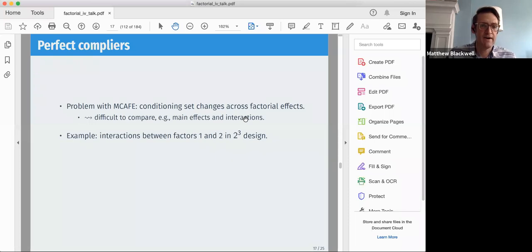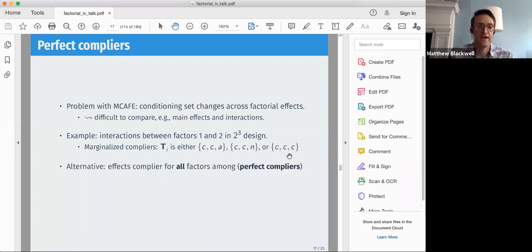So if you think about the example in a 2 to the 3 design, and you're looking at the interaction between factors 1 and 2, a marginalized complier is going to be someone that is either a complier always taker, complier never taker, or complier. It's a complier on everything, right? But if you would move up to the interaction between all three, obviously the only thing that would be left would be the compliers, all of the compliers.